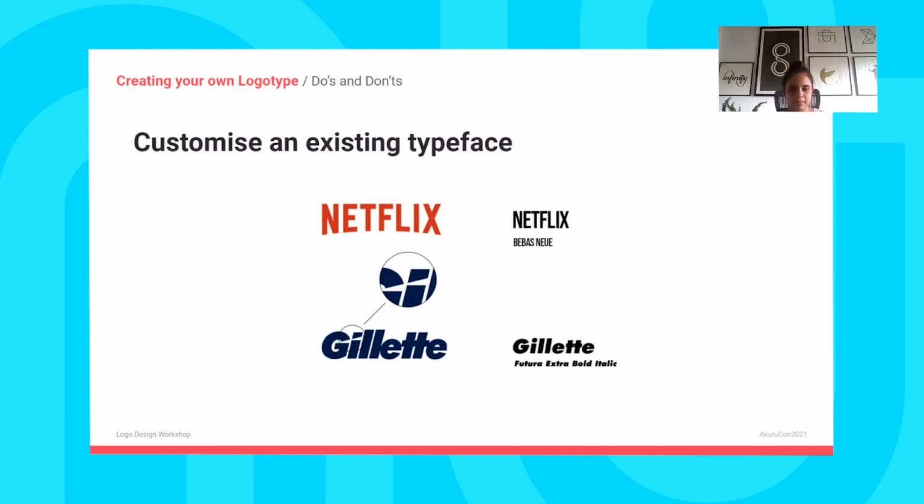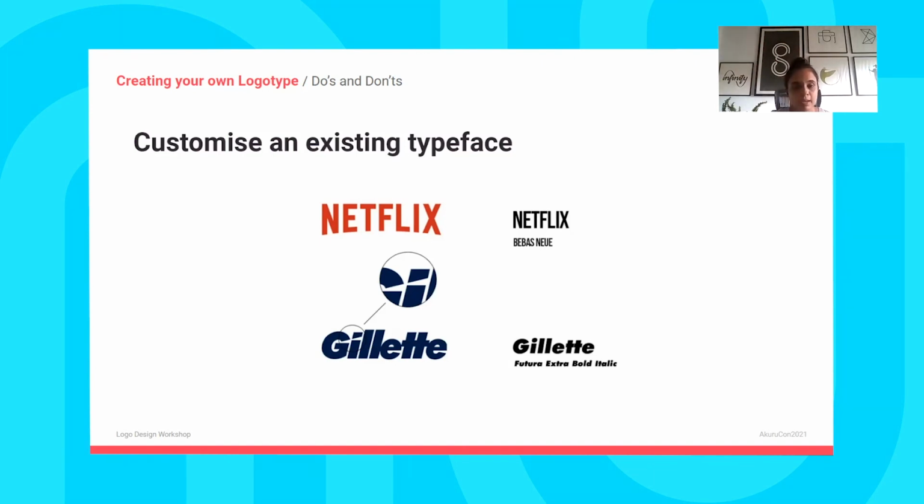And then the Gillette logo. The Gillette logo is made of Futura Extra Bold Italic. If you just type the word Gillette using Futura, what you can see on your right side in black color. But they have made some changes, like they have reduced the kerning and the letter spacing, that means the spaces between the letters.